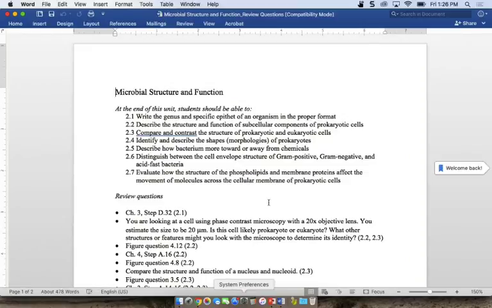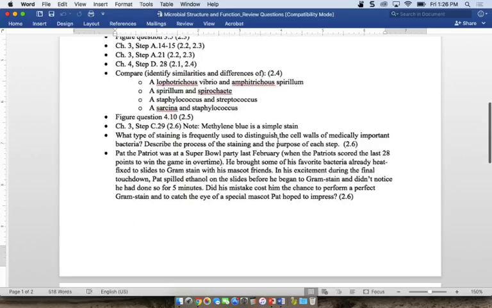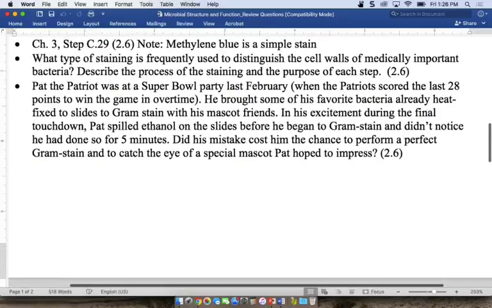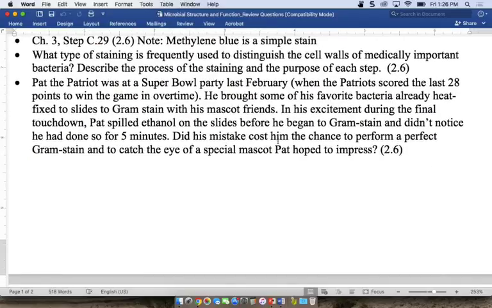All right, so this question was inspired by last year's Super Bowl. I wrote the quiz with it right after. So, Pat the Patriot was at a Super Bowl party last February where the Patriots scored the last 28 points to win the game in overtime. He brought some of his favorite bacteria already heat-fixed to slides to gram stain with his mascot friends. Because what party does not start with microbiology?